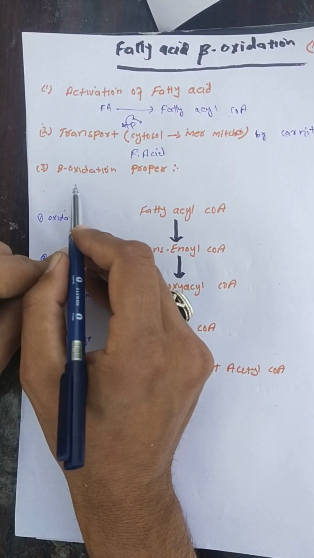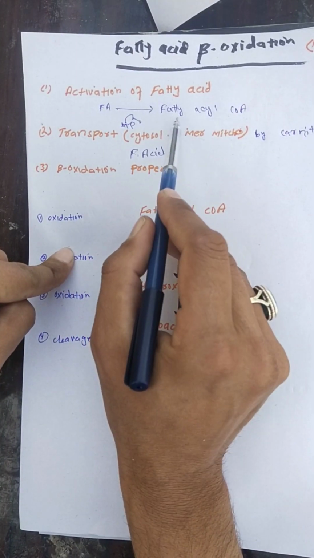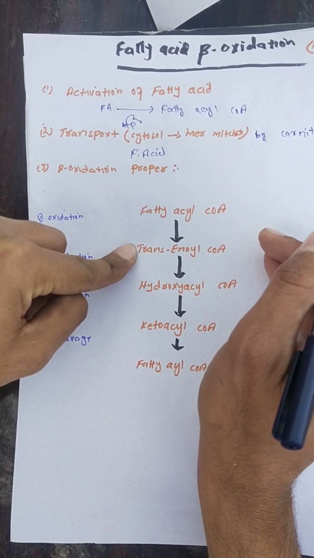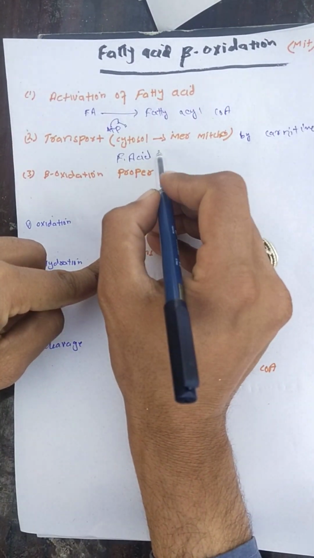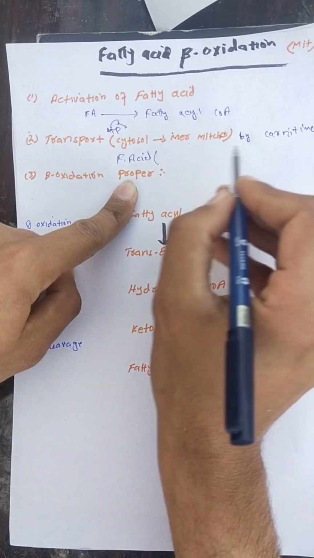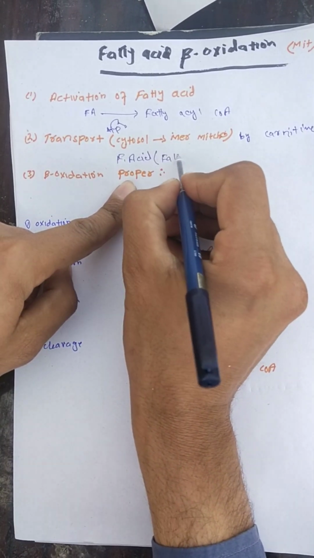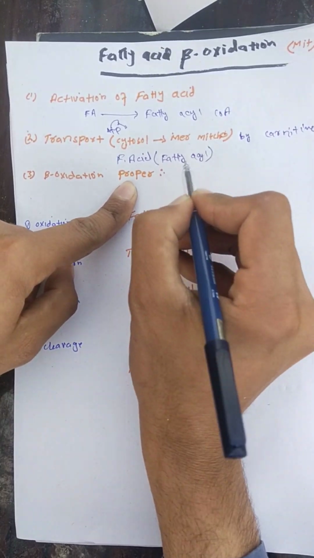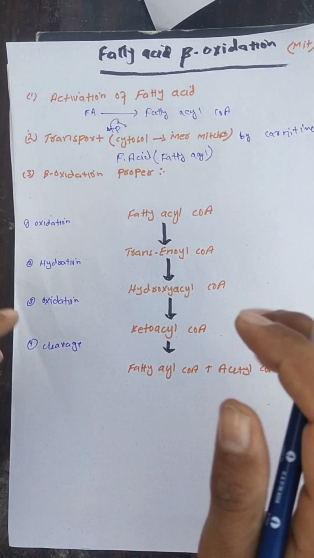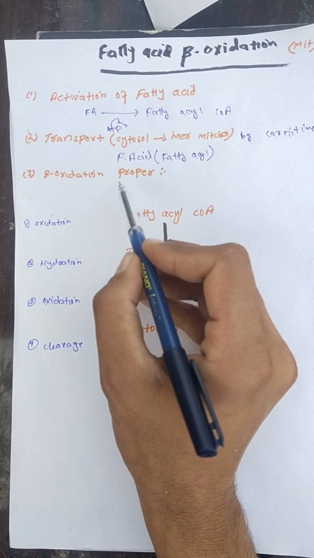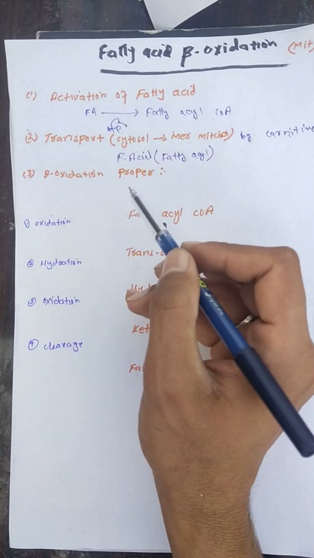So we have activated the fatty acyl CoA, then transported fatty acyl CoA with the help of carnitine. Then we have beta oxidation proper. We can say that carnitine transports fatty acyl, don't confuse fatty acyl or fatty acid, it is the same thing. So you should remember that carnitine helps in this transport. After this we have beta oxidation proper. What is beta oxidation proper?